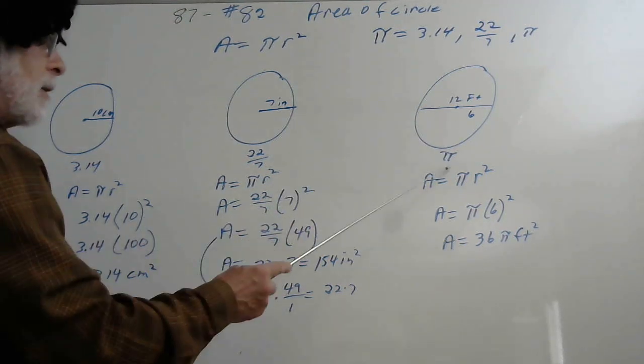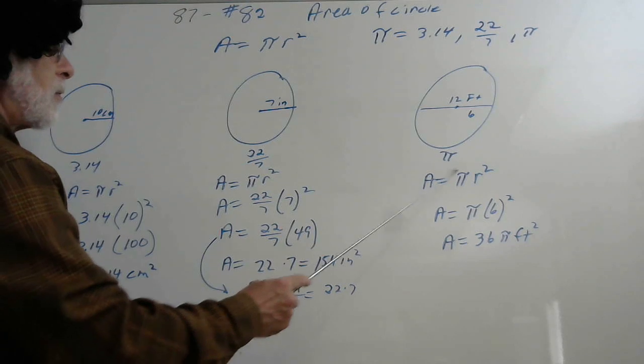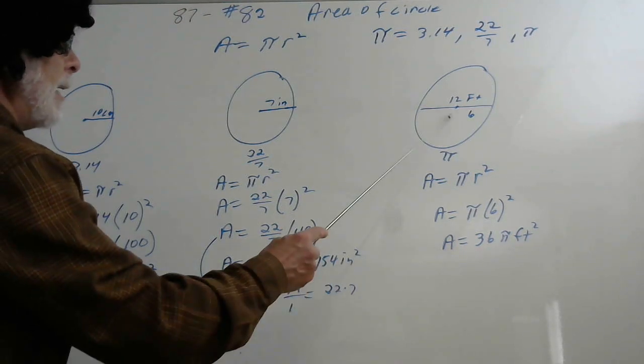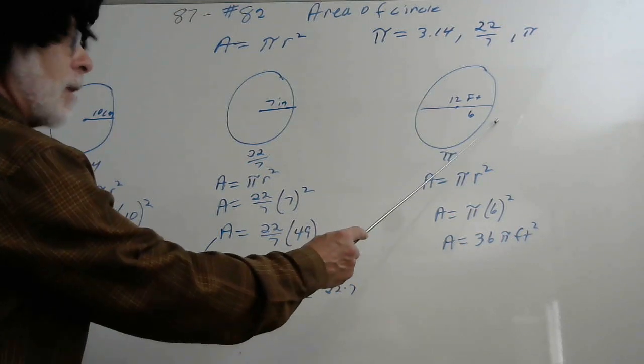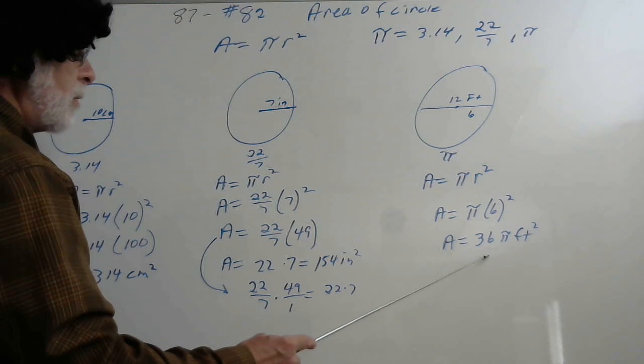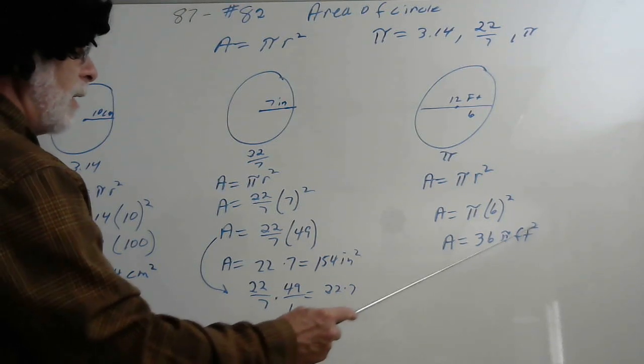The third type is they just don't want you to multiply pi. Leave it as its symbol. So it's pi radius squared. So it's pi times my radius. Remember, if my diameter is 12, it's half of that, so it's 6. 6 squared is 36, leaving pi like that, feet squared.